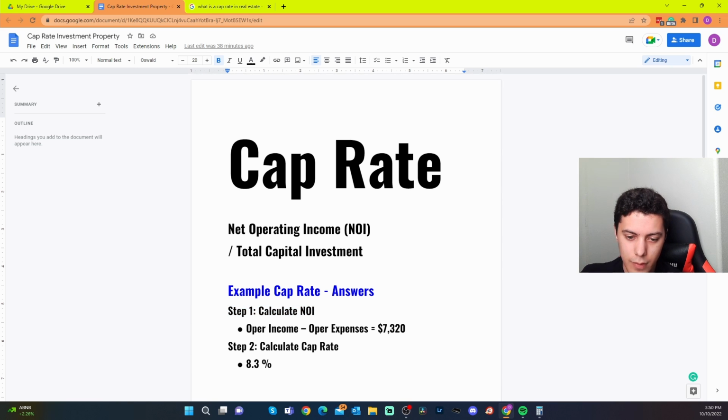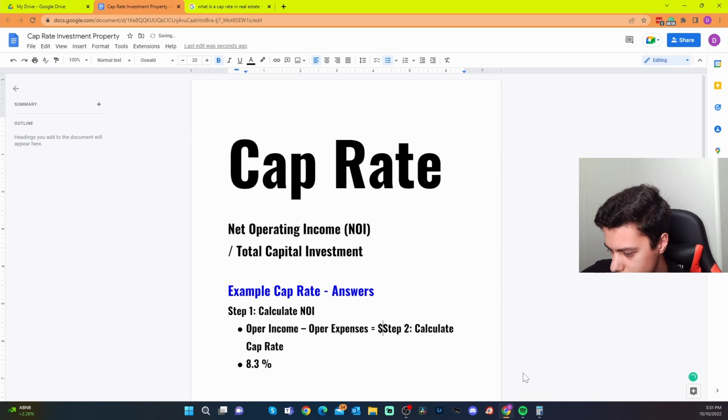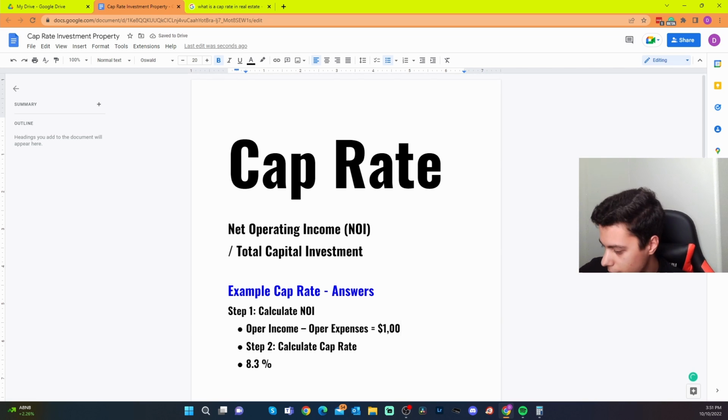Basically, figure out the income. So you figure out what the NOI is. For this example, let's say your NOI is $10,000. So it's $10,000, and then step two, you calculate the cap rate. Basically what you do, you bring out the $10,000 and you divide that by, let's say, $200,000, which is the market value of the property I want to invest in.